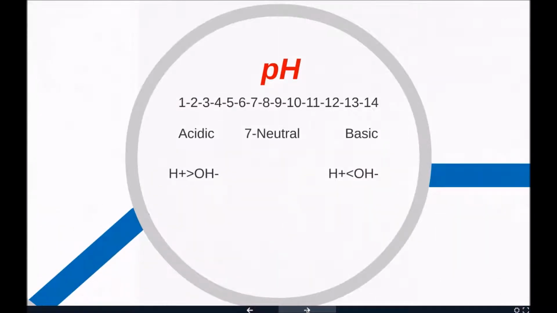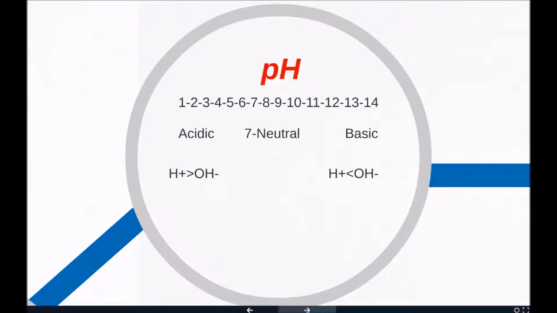Now, pH or acidity is measured on a scale from 1 to 14, 14 being the most basic, 1 being the most acidic. 7, which is in the middle, is neutral. And water that we drink is usually around 7.